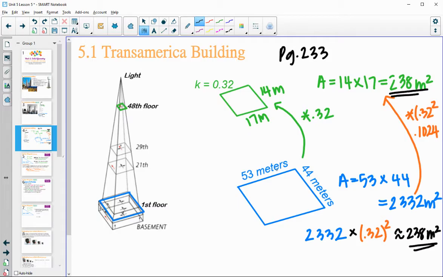So either way, whether you wanted to scale the lengths by multiplying by k or scale the area by multiplying by k squared would have been fine.